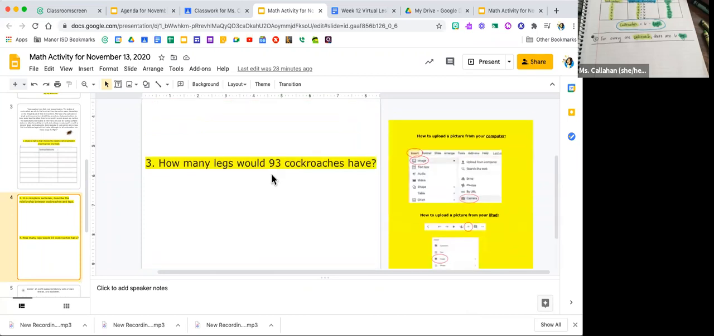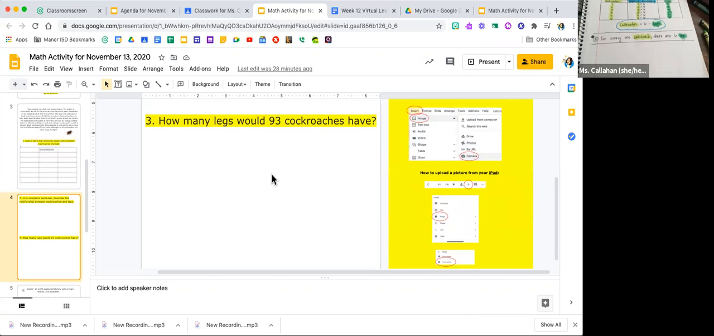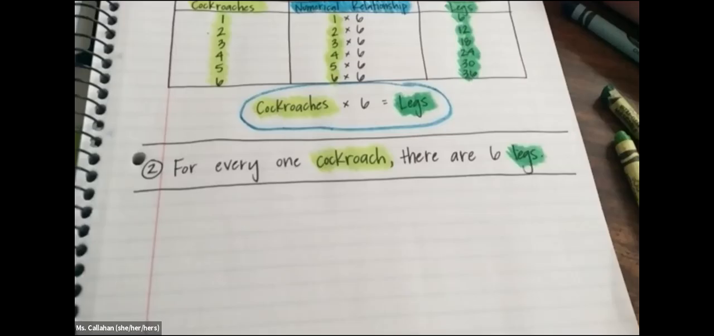All right, and then for number 3, it says, how many legs would 93 cockroaches have? Okay, so let's check it out. We know that there are 93 cockroaches in this instance. We are not aware of how many legs there are, so we need to solve for it. So let's go for number 3.